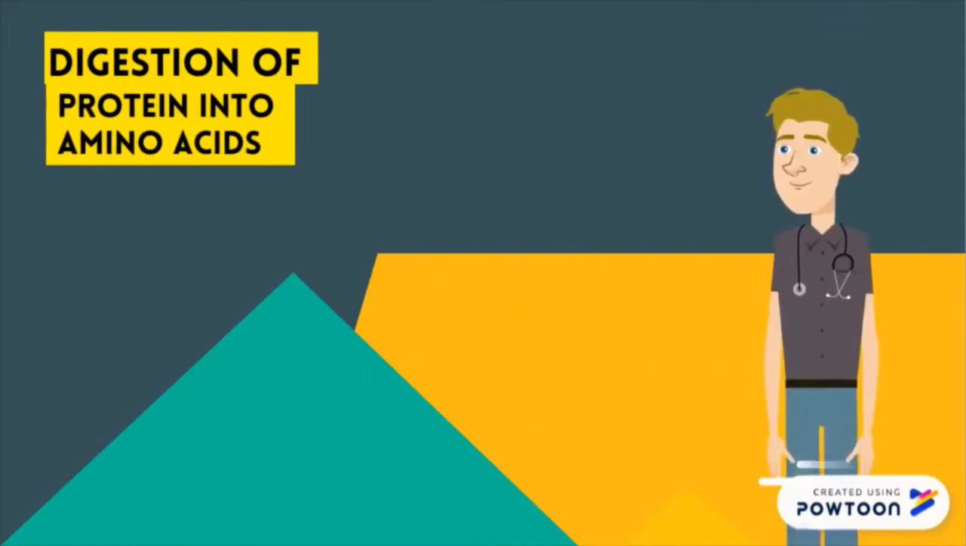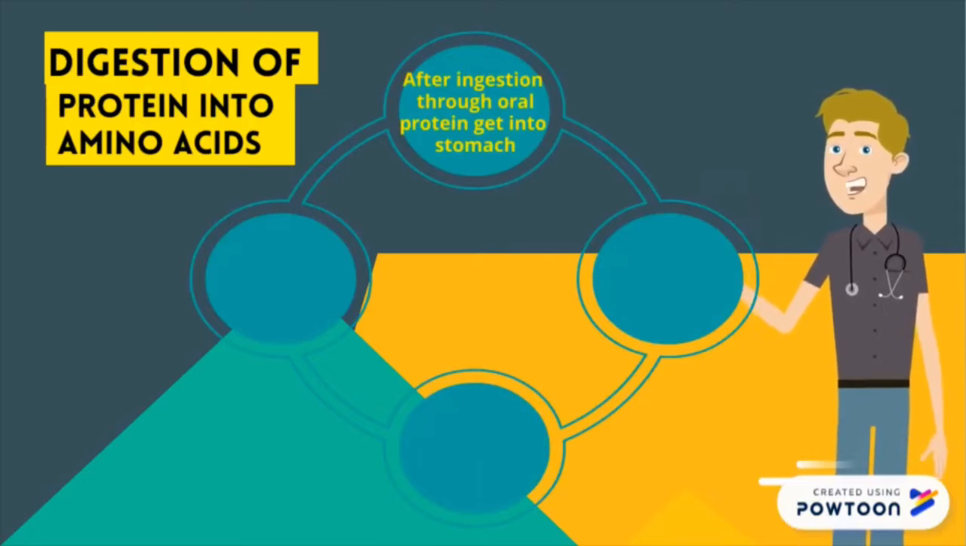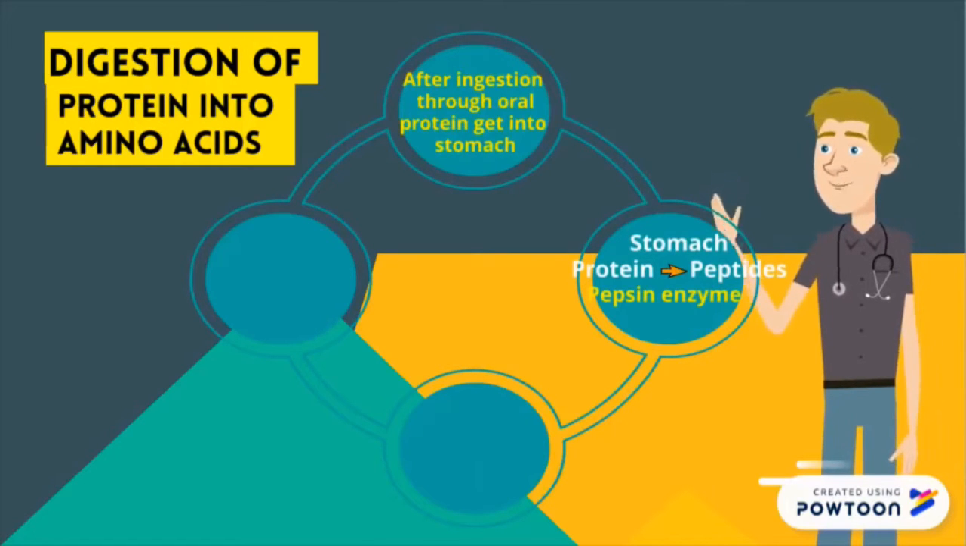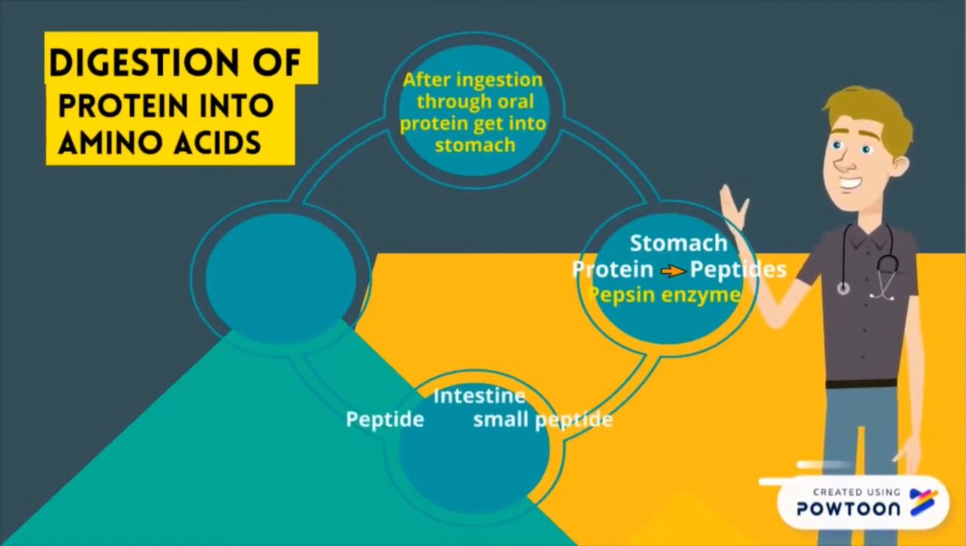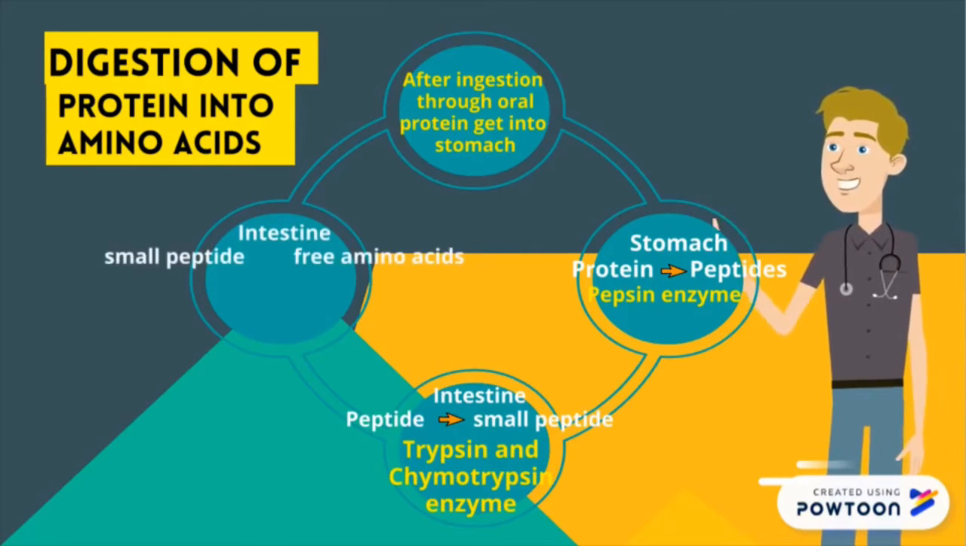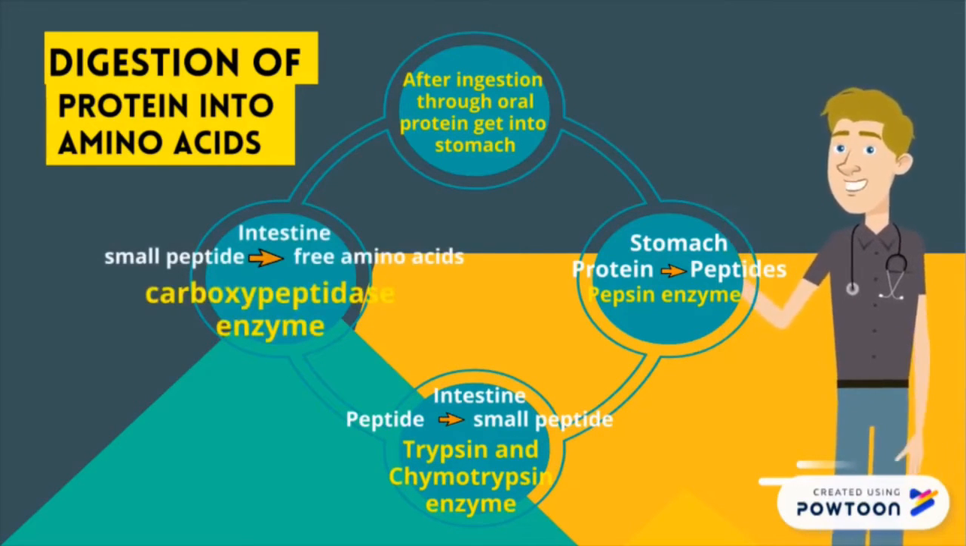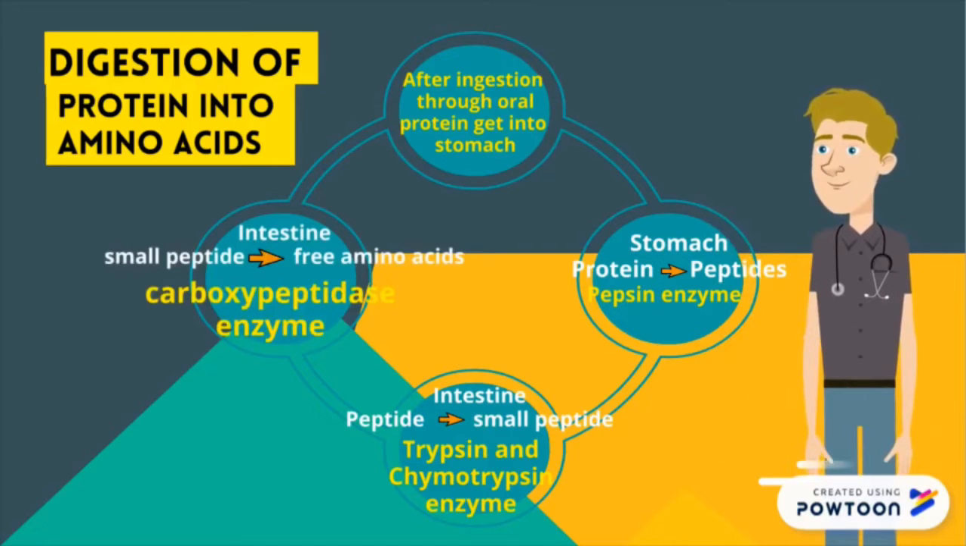Digestion of amino acid. When protein sources are ingested orally, they get into the stomach. Protein will be hydrolyzed by pepsin enzyme into peptides, then into the intestine, where the peptides will be hydrolyzed into smaller peptides by trypsin and chymotrypsin enzymes. Lastly, it is converted into amino acid by carboxypeptidases.